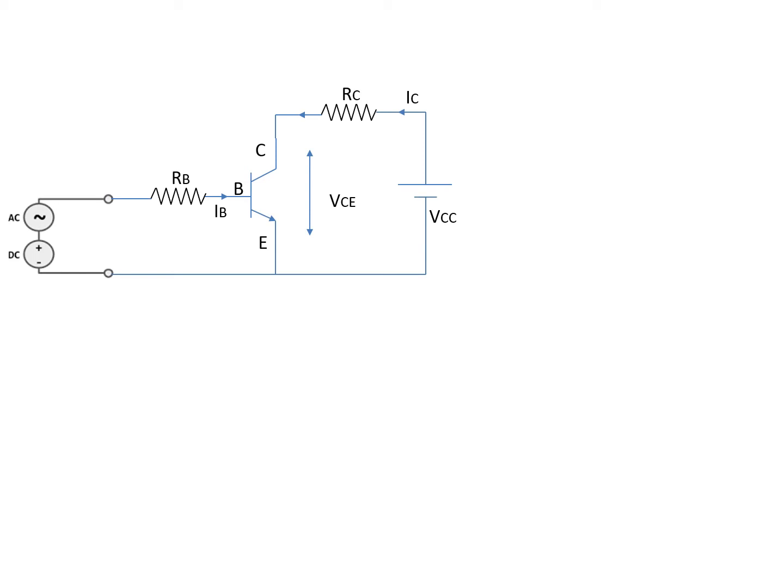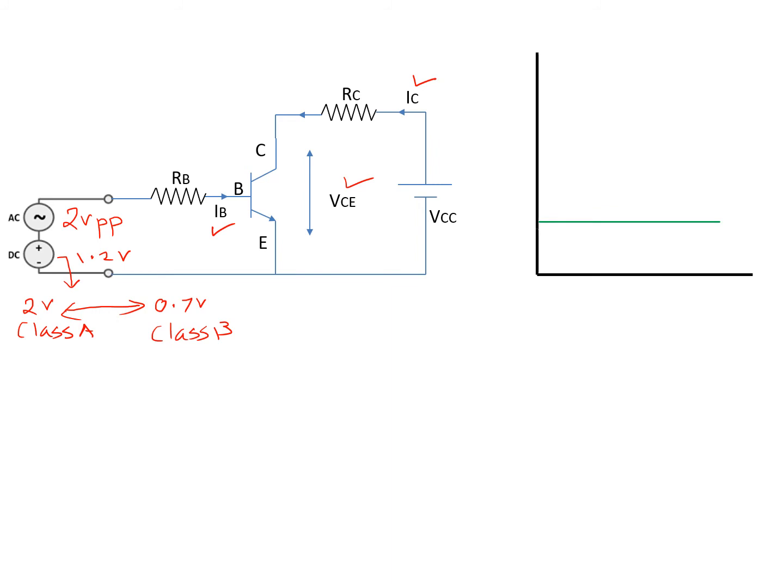Now we will keep the AC input value as 2 volt peak to peak as it is, and now we will change the value of DC voltage. When we kept DC voltage 2 volt, we got class A operation. And when we kept it 0.7 volt, we got class B operation. Now we will keep the value in between. Let us say this value is 1.2 volt. Now let us see what happens to IB and then to IC and VCE. So let us see it graphically.